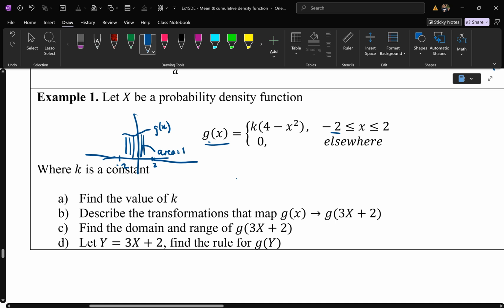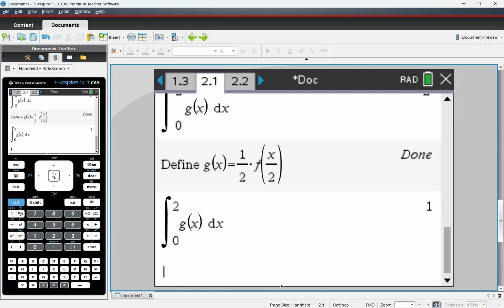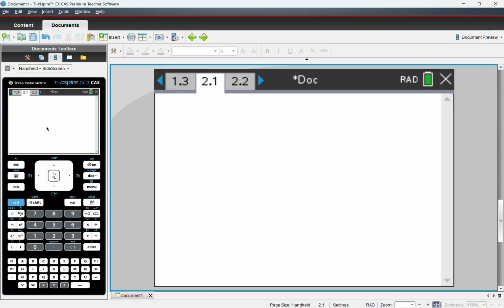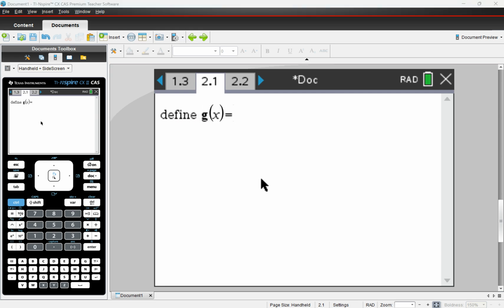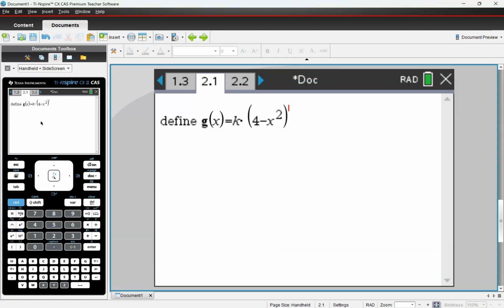So how do you solve for it? Well, type in your CAS integration, the area under the curve between -2 and 2 of g of x dx, it should equal 1, and solve that for k. All right, so I'm going to get my CAS out. Define g of x is equal to, what do we have? We have k times 4 minus x squared, and it's between -2 and 2.